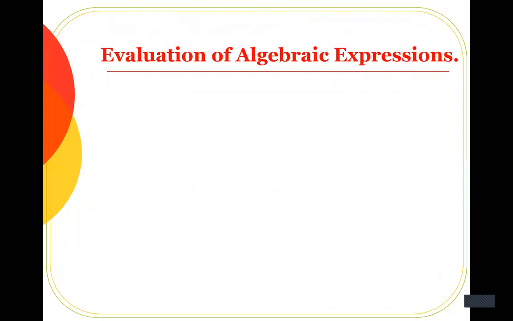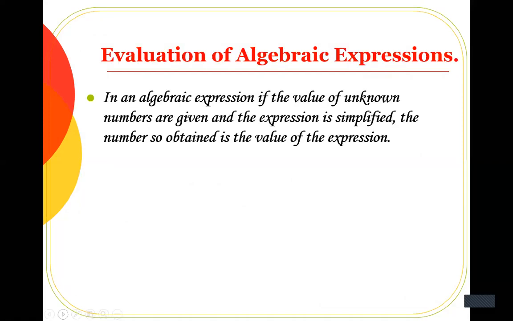Now, what does it mean? What do you mean by evaluation of algebraic expressions? If you have any algebraic expression and the values of the unknown numbers are given, what are your unknown numbers? Just suppose your variables a, b, c, x, y, z, p, q, r. If the values of those unknown numbers are given, then you will simplify your expression with the help of those values. The number obtained is the value of the expression. Means after simplification, the number that you get at the end tells you the value of that expression.